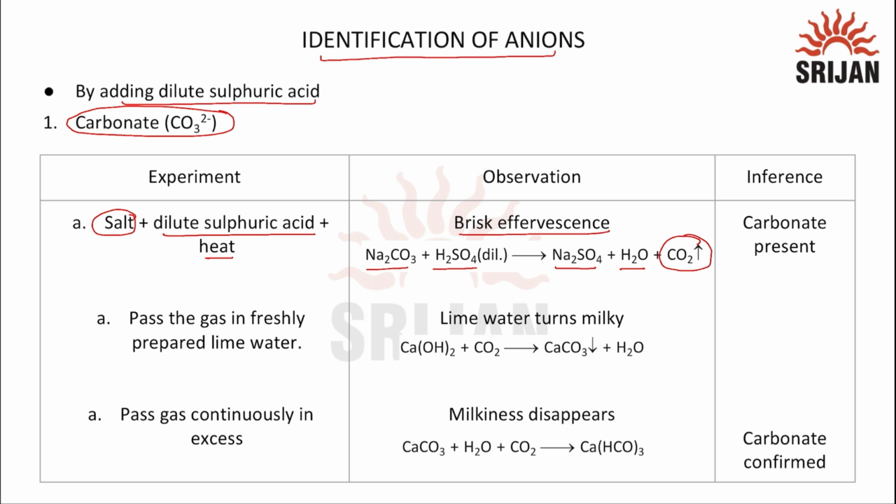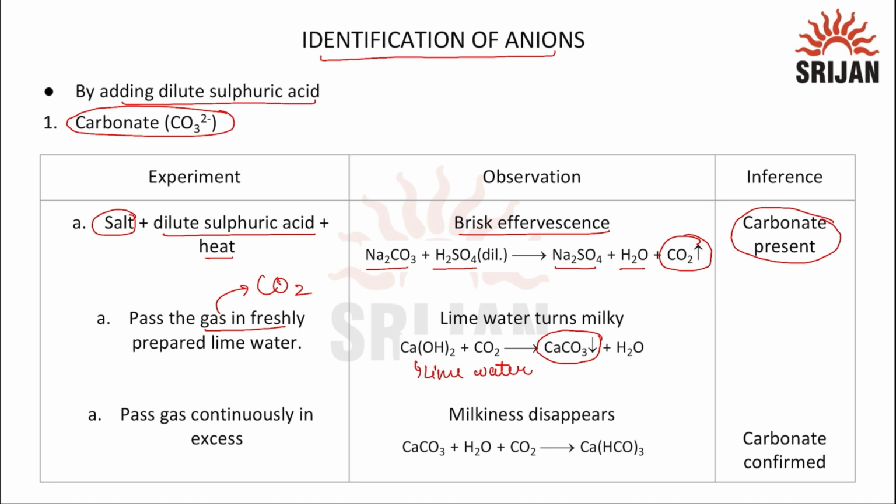As a result of which we can conclude that carbonate is present, but even after concluding that carbonate is present, we have to again confirm whether carbonate is actually present or not. For that, we will pass the gas, that is CO2, through freshly prepared lime water, and we know that lime water is Ca(OH)2, and when CO2 passes through it, lime water turns milky due to the formation of calcium carbonate. And as a result, we will get calcium carbonate in the form of a precipitate and water.